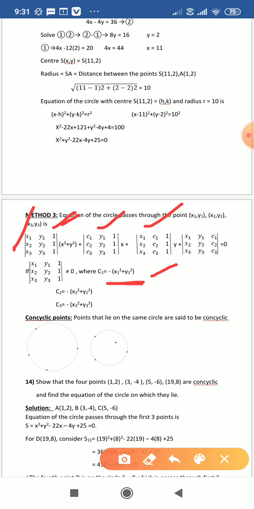So the first column is x1, x2, x3. Second column is C1, C2, C3. Third column is the same, 1, 1, 1. We find that determinant. The fourth determinant.